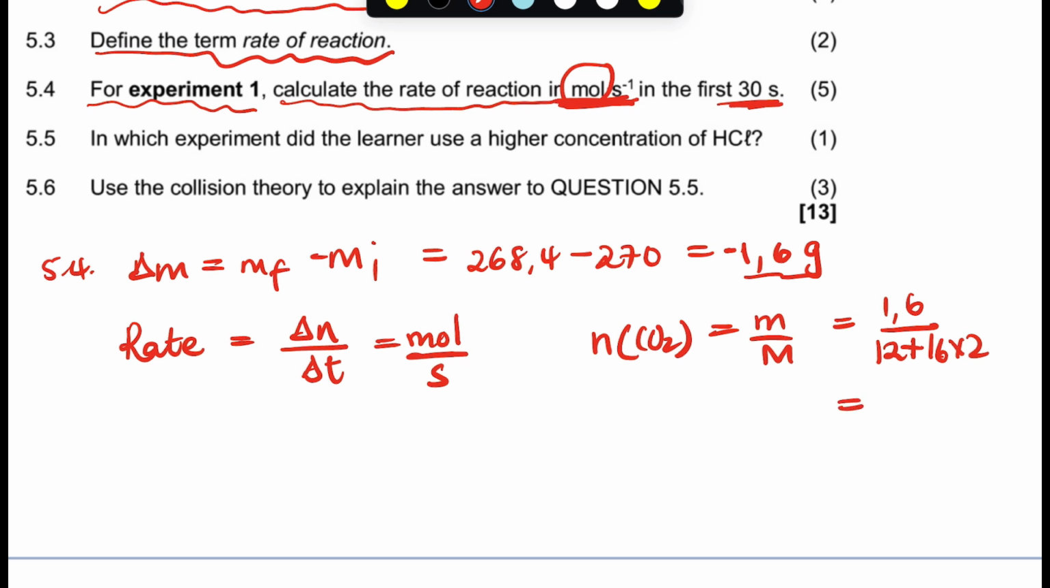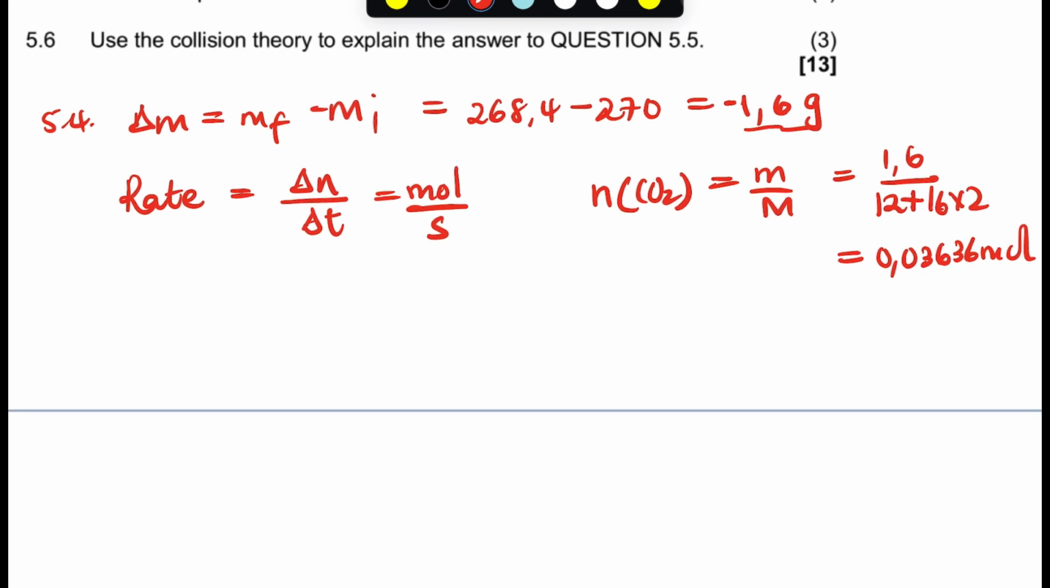So 1.6 divided by 44 is going to be 0.03636 mole, that's what I get from the calculator. That's the carbon dioxide, that's the change. It's the carbon dioxide that is released in the first 30 seconds.